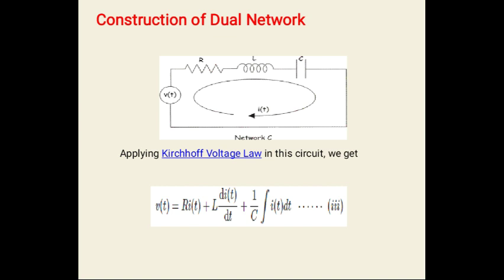So similarly we apply KVL in this circuit. We get Vt is equal to R IT plus L dI upon dt plus 1 upon C integration of IT dt, where R IT is the voltage drop across resistance R, L dI upon dt is the voltage drop across the inductor, and 1 upon C integration of IT dt is the voltage drop across the capacitor.